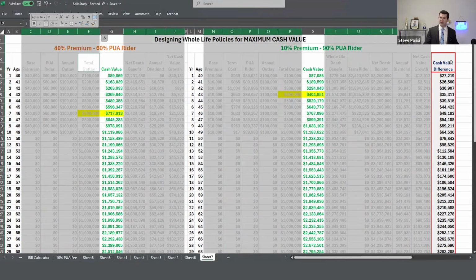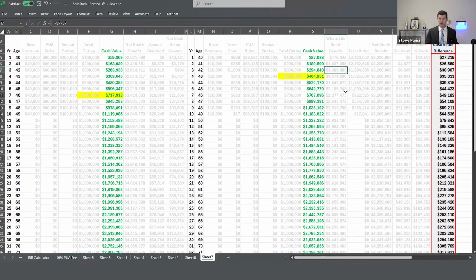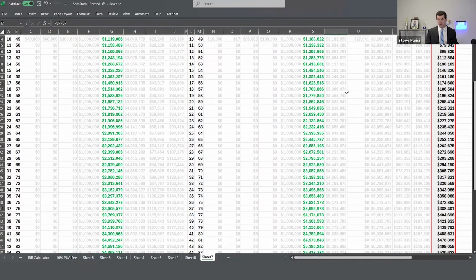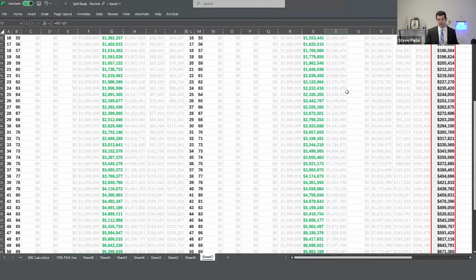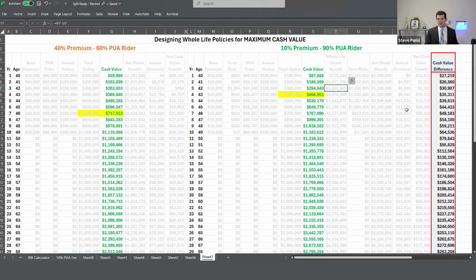So when we look at the net cash value difference on the far right, this is simply showing you how much more you have in cash value with the 10/90 design compared to the 40/60 design. And it's the exact same product with the exact same insurance company, just designed differently. The dividends favor that 40/60 design, but the cash value favors the 10/90 design.